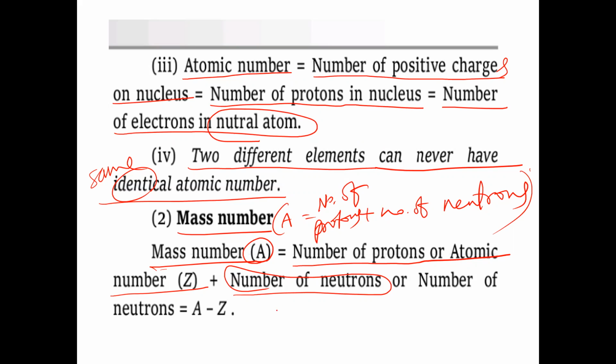Is that clear? Again, how to find the number of neutrons? Mass number is equal to the number of protons, which is Z, plus the number of neutrons. The formula is A minus Z. So A equals Z plus N. Just remember this: A is equal to the number of protons plus the number of neutrons. Take the screenshot of this.